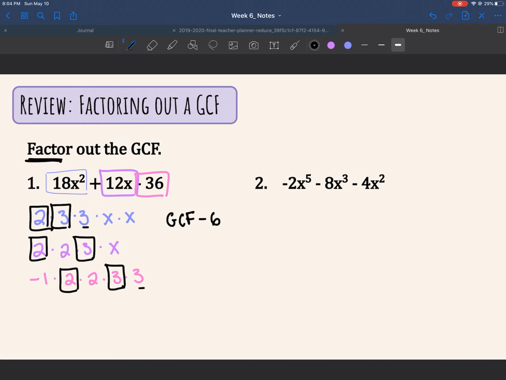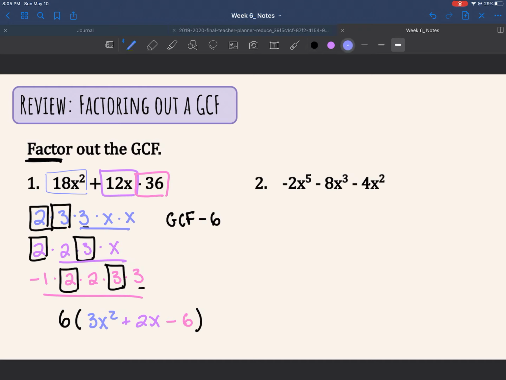The key thing is it says factor it out. So what I'm going to do is pull 6 out of each thing. If I pull out 6, I'm going to be left with, what's there, right? Here I'm going to be left with 3x squared. Here I'm going to be left with 2x. And then for the pink, I'm going to be left with negative 6. So that is our factored form.